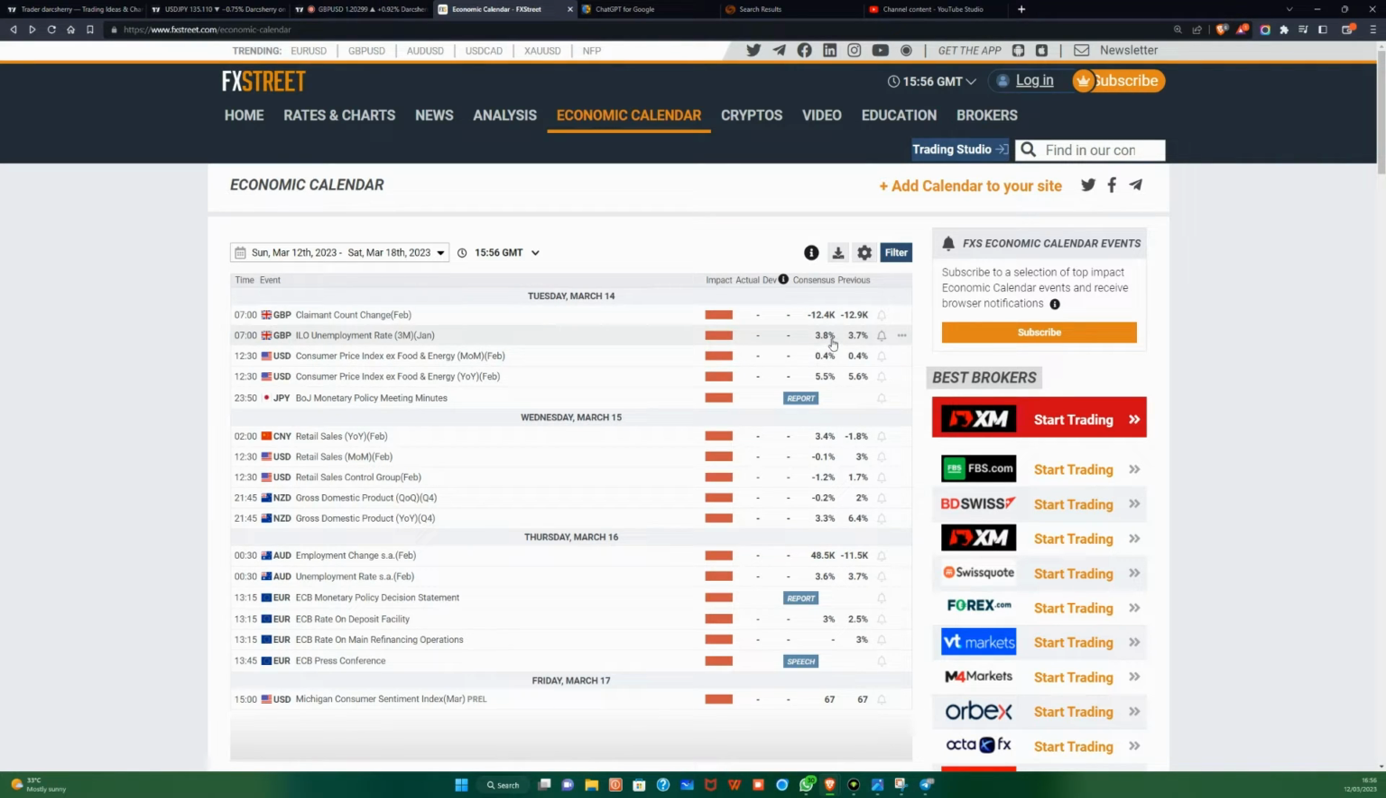Then on that same day, we have the ILO unemployment rate. And the data here also is showing signs of positivity for the pound as well. As you can see, we have 3.7% as against the consensus projection of 3.8%. Then on that same day, we have the consumer price index, which is also a major high impact event we want to be looking forward to. And then on Wednesday, we have the retail sales for the US dollar as well, which doesn't look promising from the look of the current data we have here.